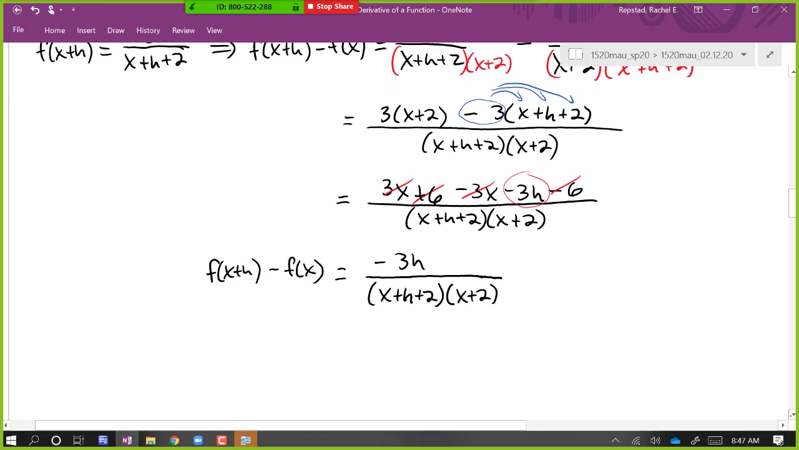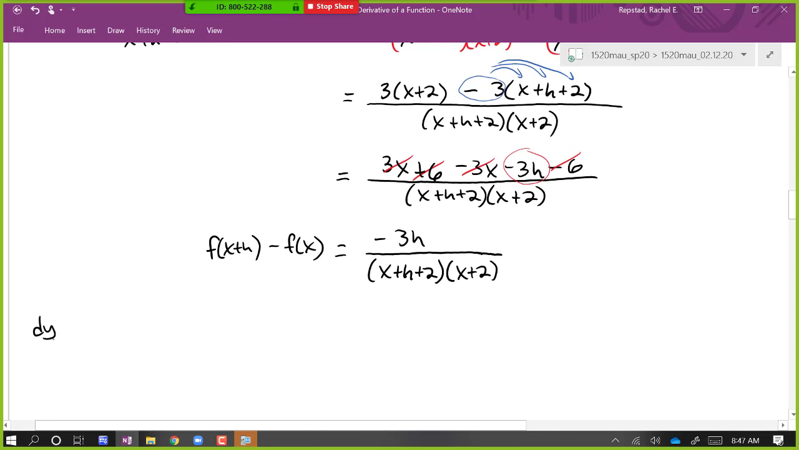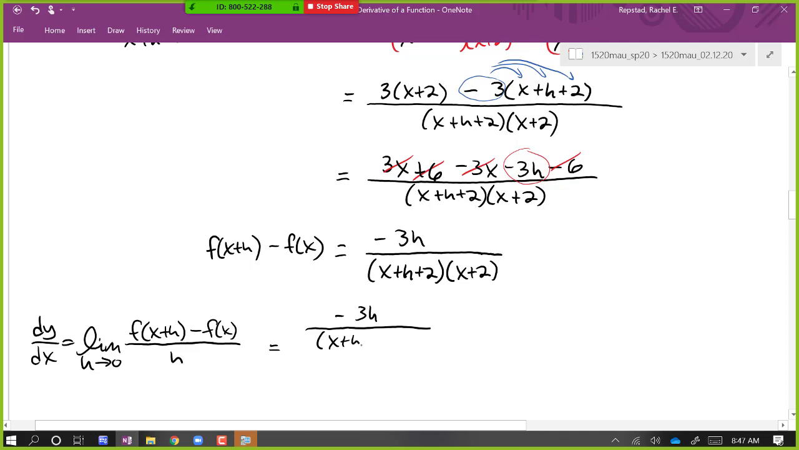Let's go ahead and set up that limit. So dy dx is equal to the limit as h approaches 0, f of x plus h minus f of x all over h. So this fraction that we just found, that goes in the numerator of the fraction, all over h. So we have fractions within fractions, and I just made a little mistake here. Not an algebra mistake, but I left off the limit, so I want to make sure I include that.